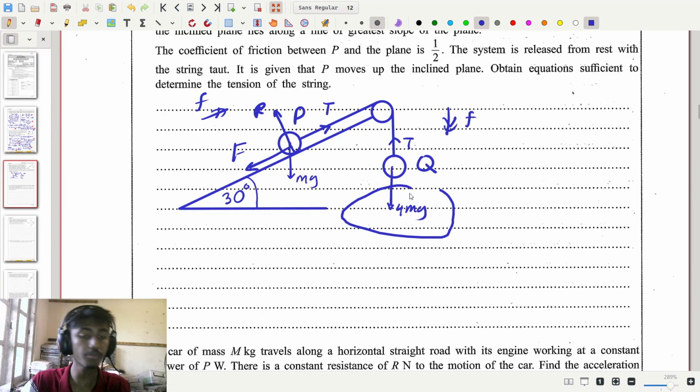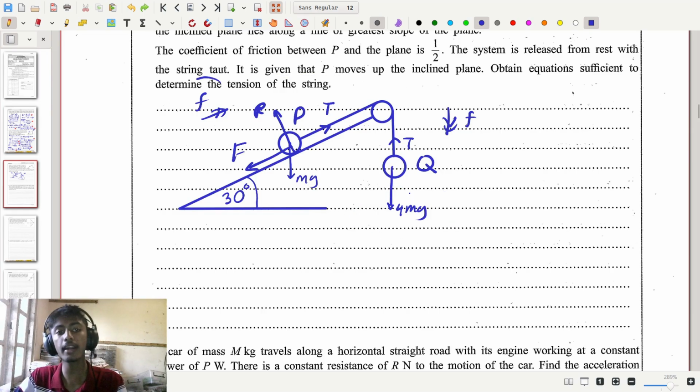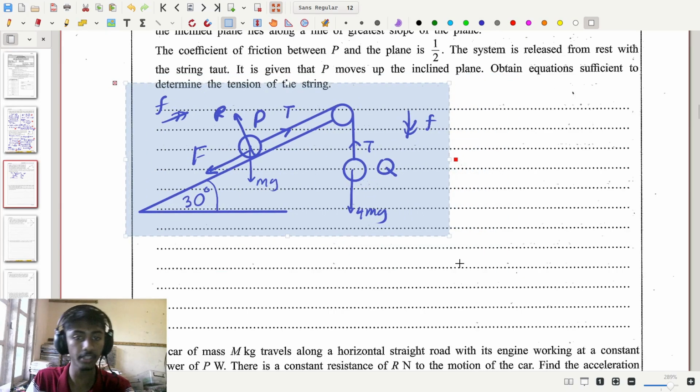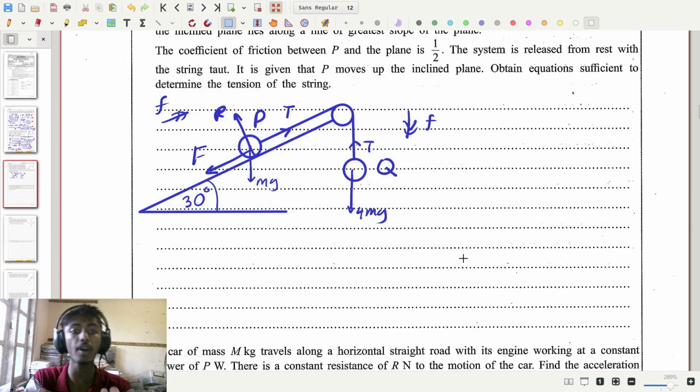In addition to that, of course, since we're accelerating, since the particle P is moving up the inclined plane, we have to mark an acceleration F here, and the same acceleration downward here, since our particle Q is going to be falling straight downward. Now given this setup, what we can do now is to try to apply F equals ma in different directions to get different equations that we can then use in order to find our value of our tension, which is in this case the tension T.